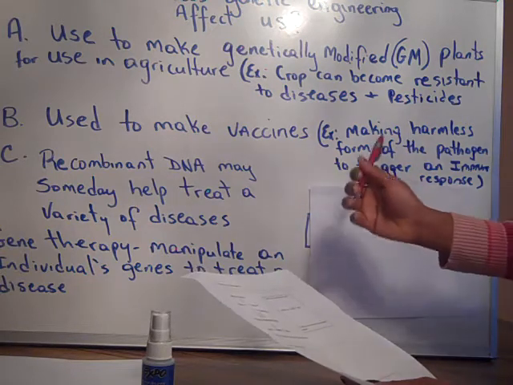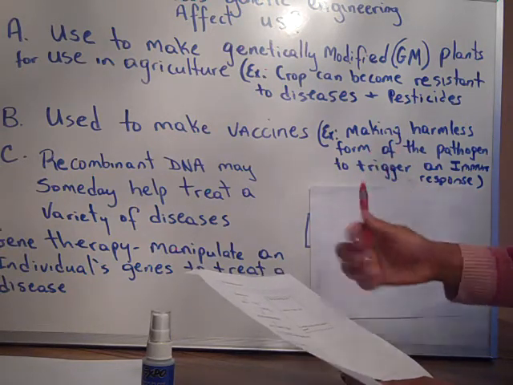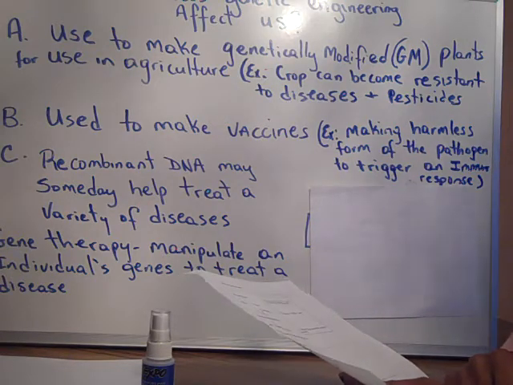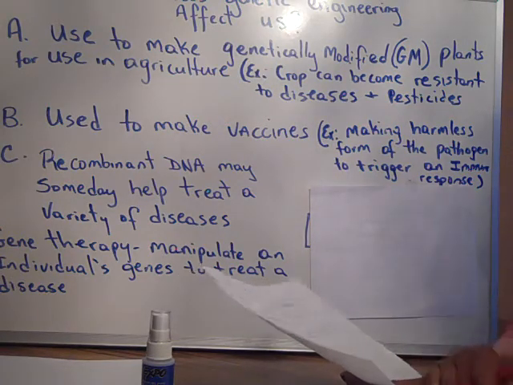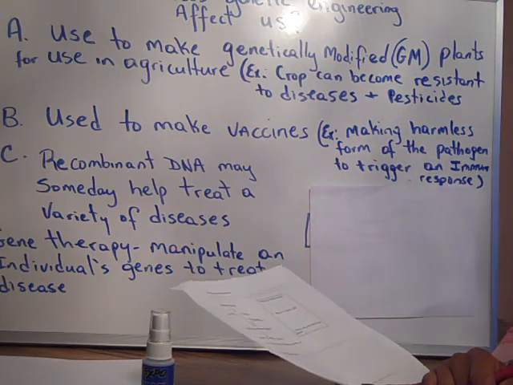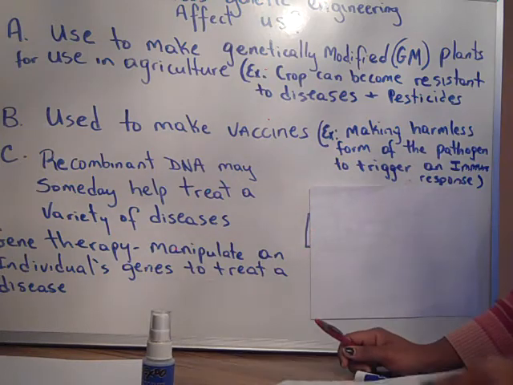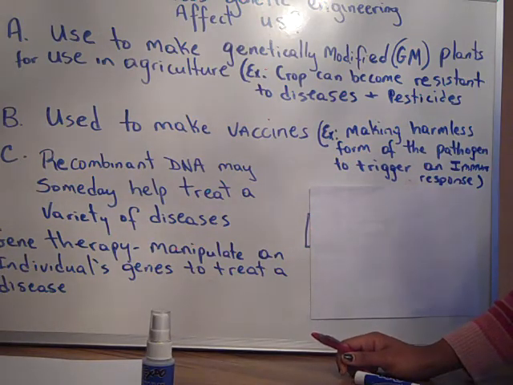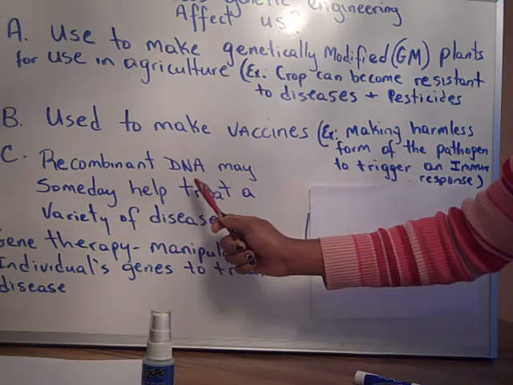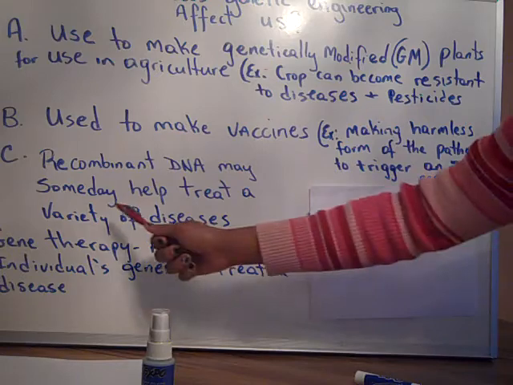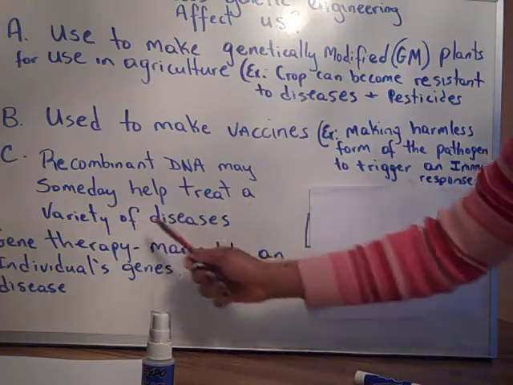So we're genetically modifying vaccines so that they could be harmless, so we can fool our immune system in order for us to trigger an immune response. Genetic engineering affects us because we're using recombinant DNA. And the way we're using it is that it may someday help treat a variety of diseases.